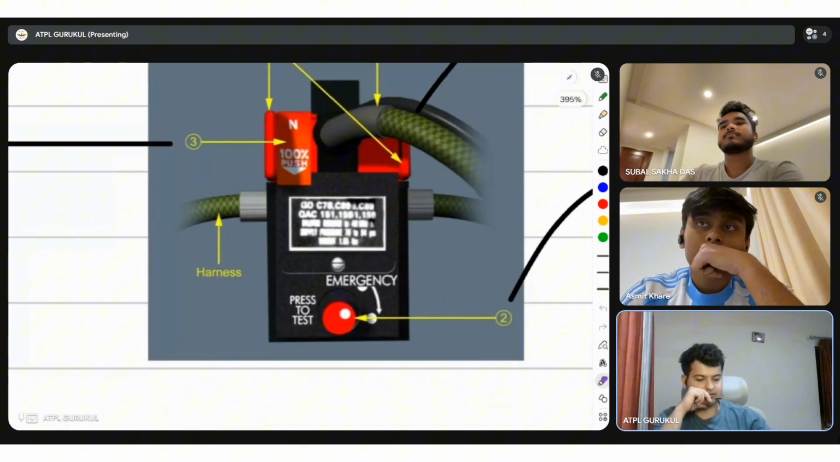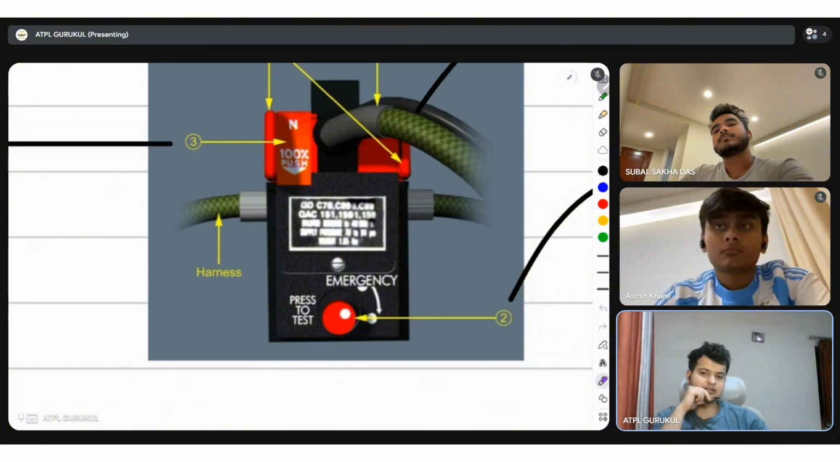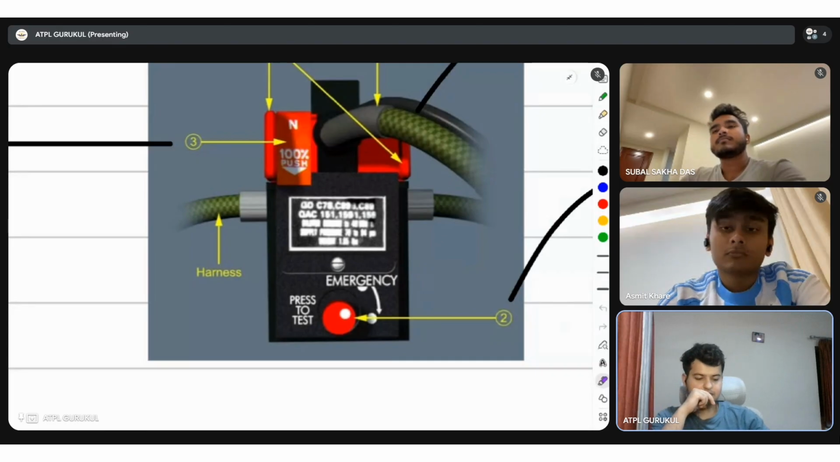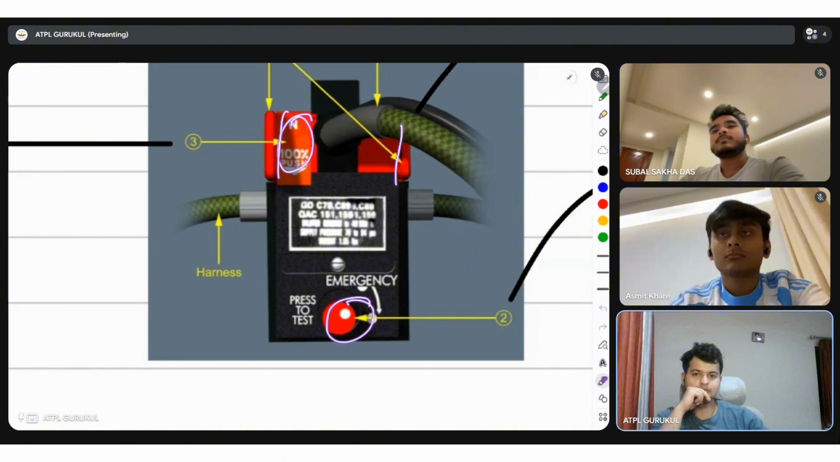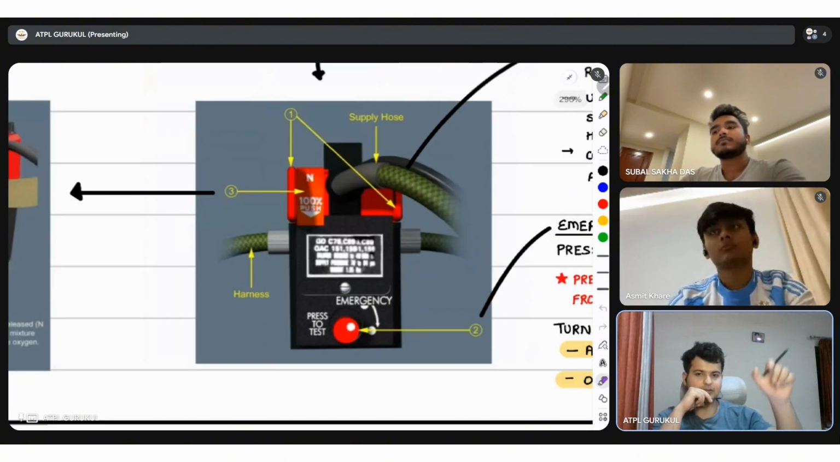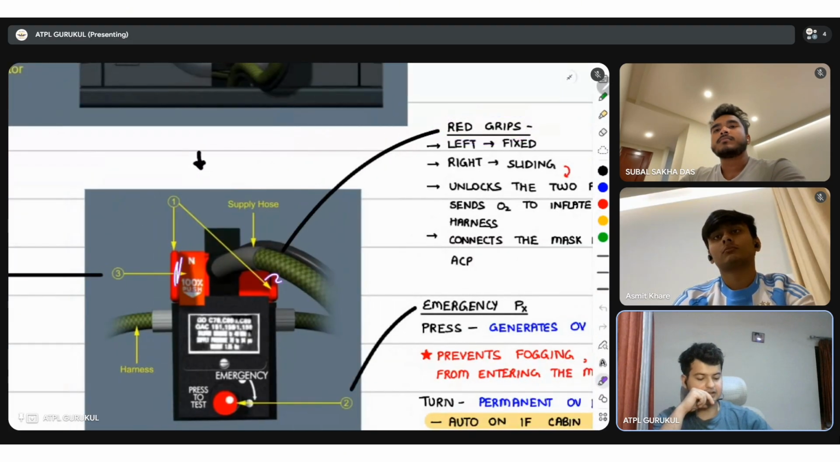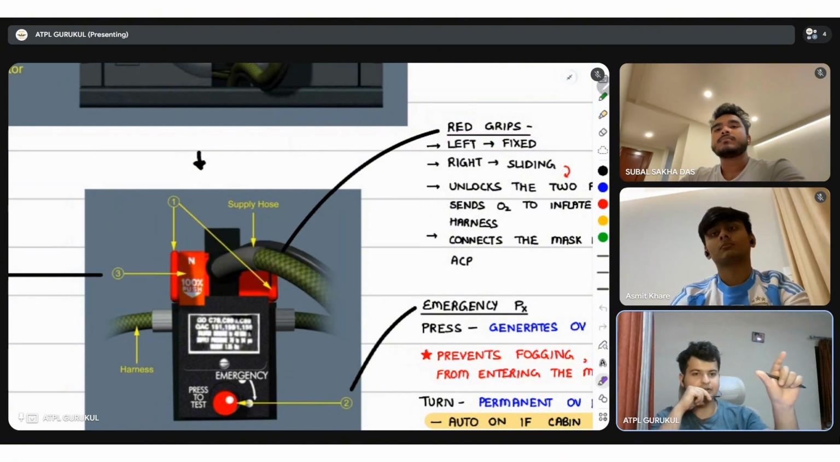As you can see, this is the low pressure regulator inside the mask. It has three buttons, one, two, and this thing. Let's talk about the first clapper button, like a clip on button. These are the red grips, this and this. Now the grip on the left hand side is fixed. The right hand side you can actually press it.